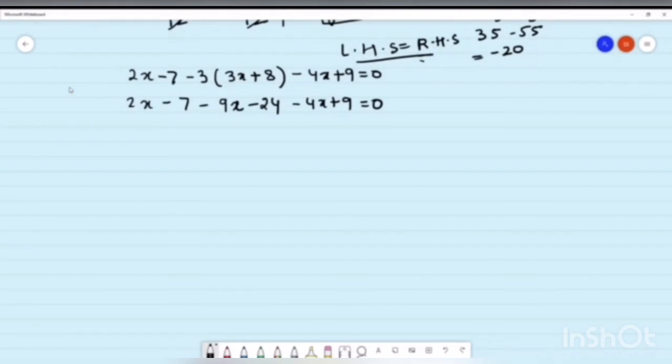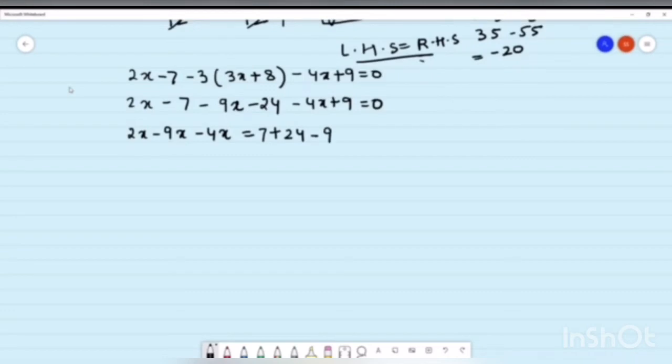Now we'll separate variables and constant terms. 2x minus 9x minus 4x is equal to, we'll take constant terms on the right hand side. This is negative, it will become positive. This is negative, it will become positive. This is positive, it will become negative on the other side.